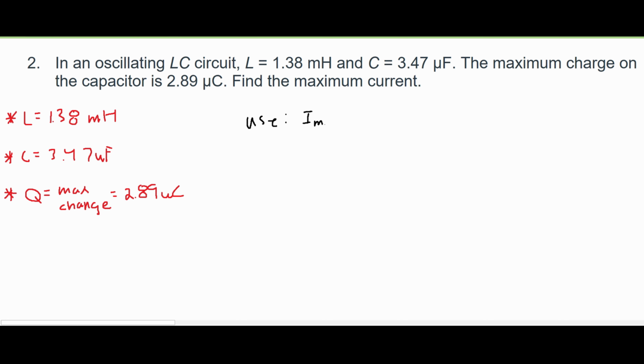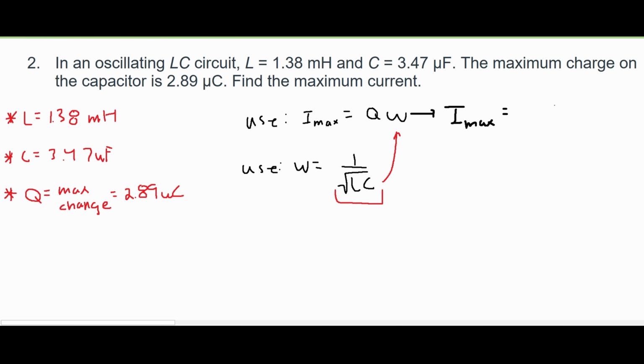We can say that our I max is equal to Q, which is the maximum charge, times omega. We don't have omega, so we also need to use omega is equal to 1 divided by the square root of LC. After we do this, we can put this into our omega right here and rewrite our equation, and we can see that our I max is now going to equal Q over the square root of LC. We have all of these values right here, so now all we have to do is plug them in.